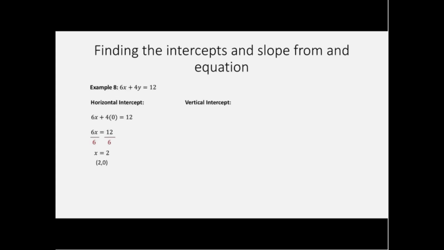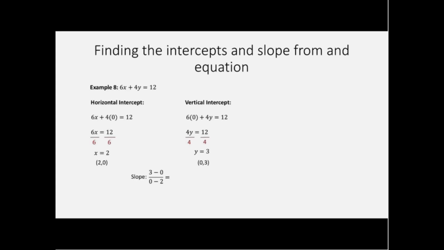Similarly, for the vertical intercept, we're setting x equal to 0 and solving for y. So 6 times 0 is 0, that goes away, leaving me with 4y is equal to 12. Divide both sides by 4, I get y is equal to 3. Again, that's not a point. That is what y is, but a point would be (0, 3). That's my vertical intercept.